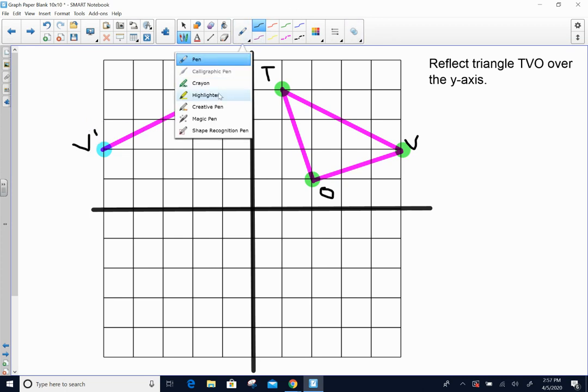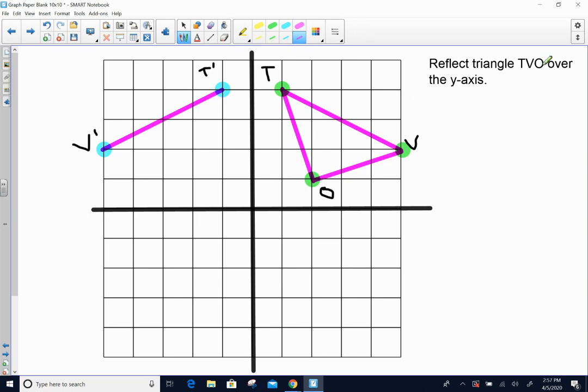All right. And then last, I've got O. O is right here. If I count over, I've got 1, 2. So I'm going to start back here, and I'm going to count over 1, 2. I'm going to plot my spot down. There we go. And I can go ahead and finish connecting my triangle. And then I still need to make sure I label this as O prime.